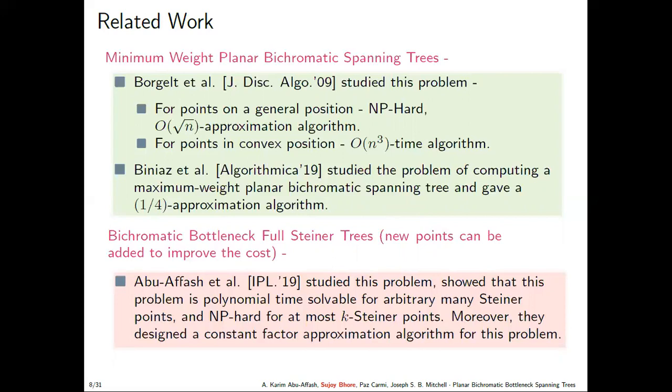The bichromatic bottleneck full Steiner trees problem has been studied, where new points can be added to improve the cost of the solution. And Abu Afas et al. studied this problem and showed that it is polynomial time solvable for arbitrarily many Steiner points. However, it becomes NP-hard when there is a budget of using at most k Steiner points. Moreover, they designed a constant factor approximation algorithm for this problem.